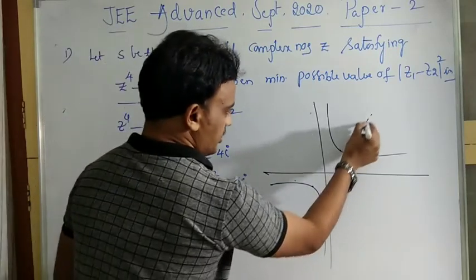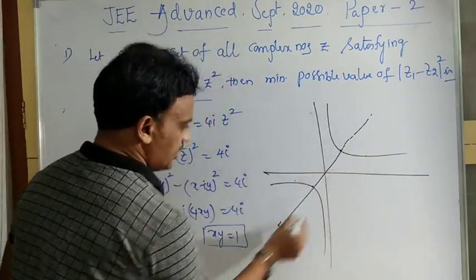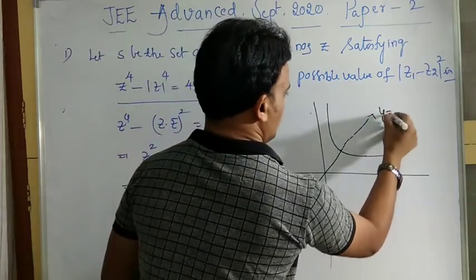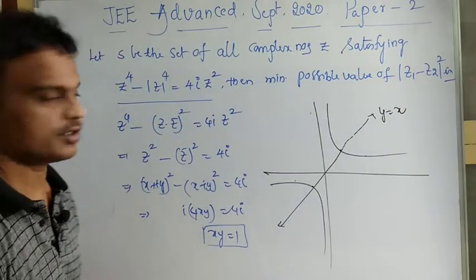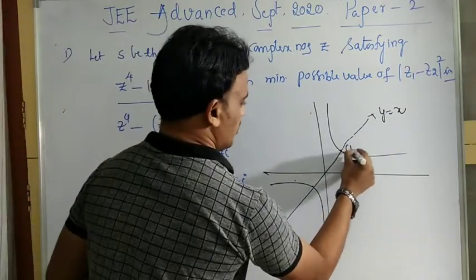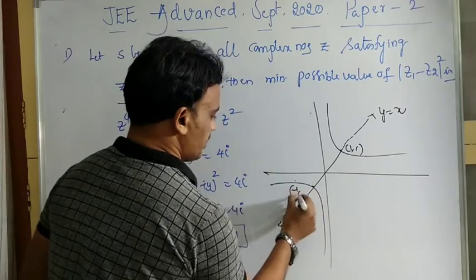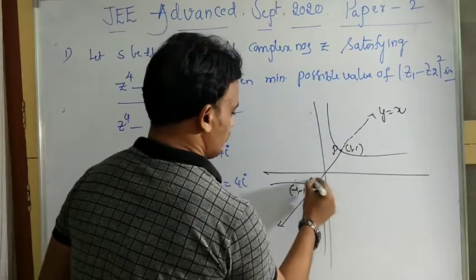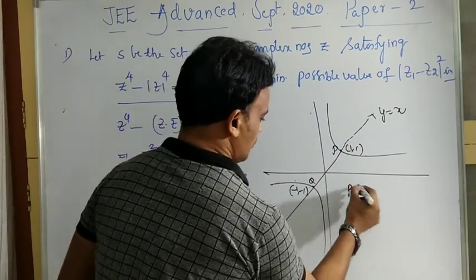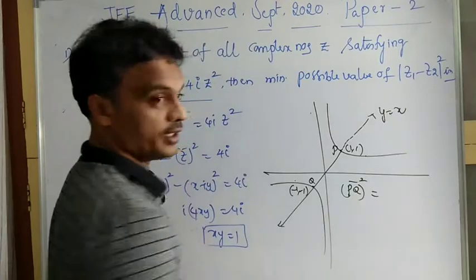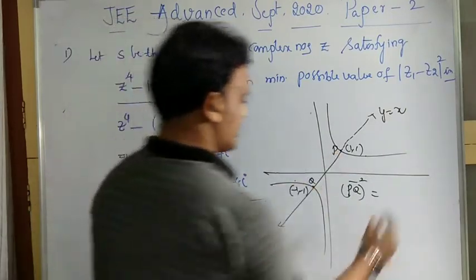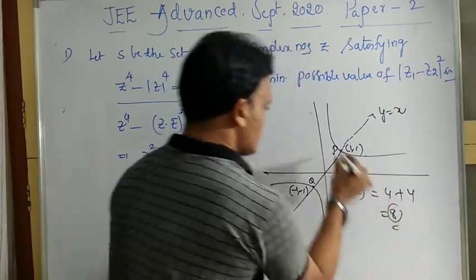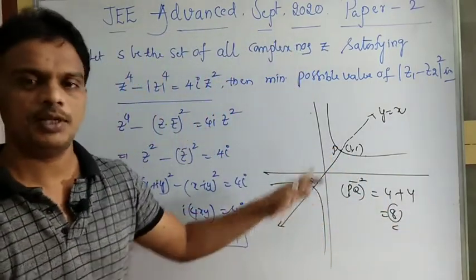That is on the axis of the hyperbola, which is y equals x. This point is (1, 1) and this point is (minus 1, minus 1). Let us take them as P and Q. They are asking about PQ square, which is (x1 minus x2) whole square plus (y1 minus y2) whole square, which is 8. At this point only you get the minimum possible value.